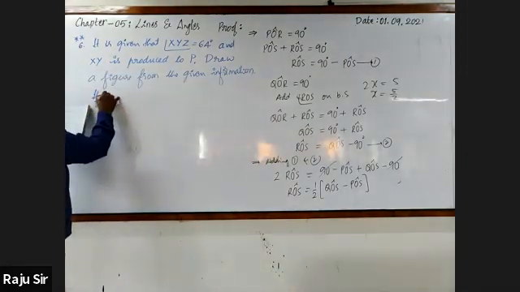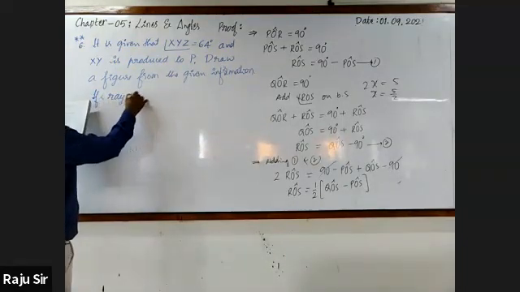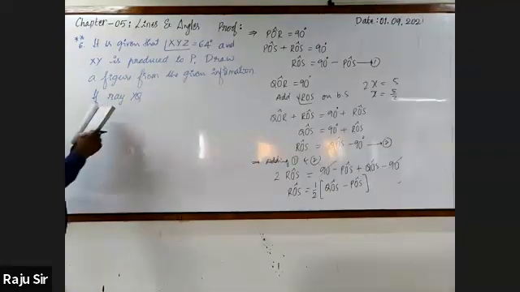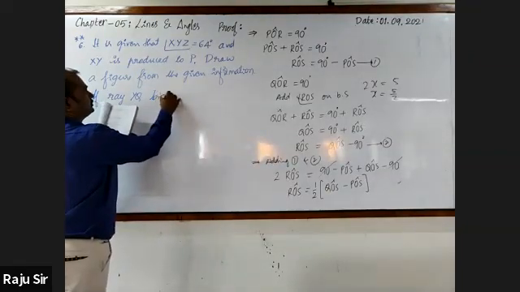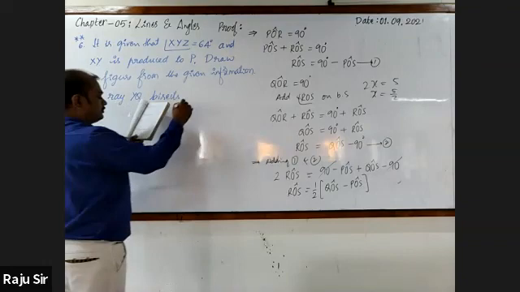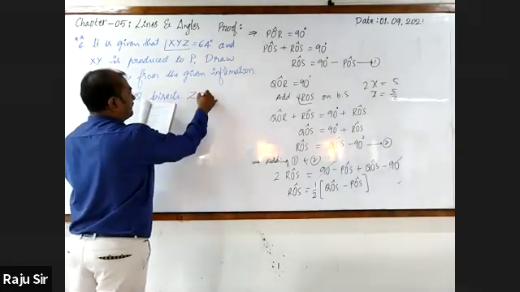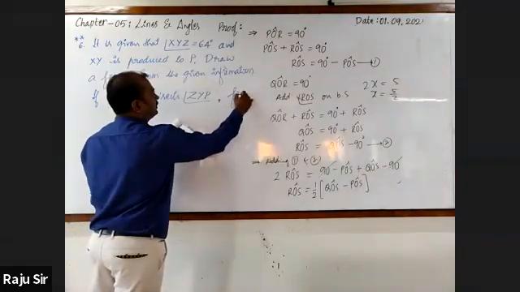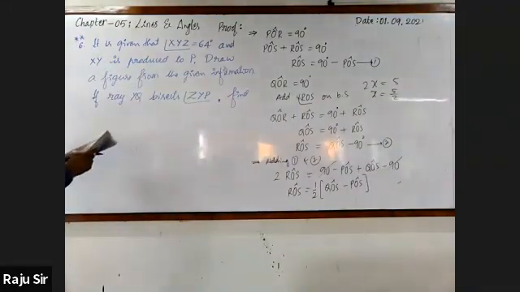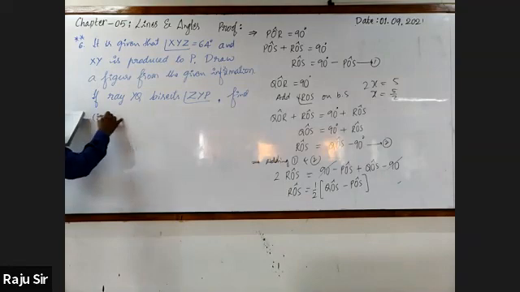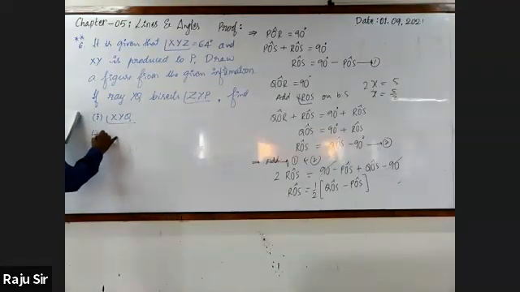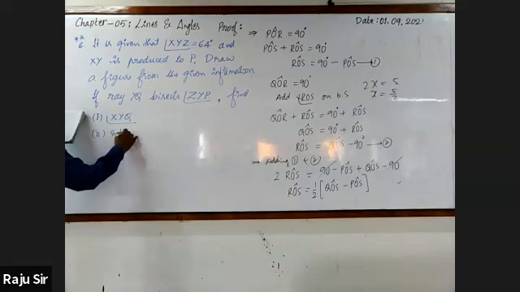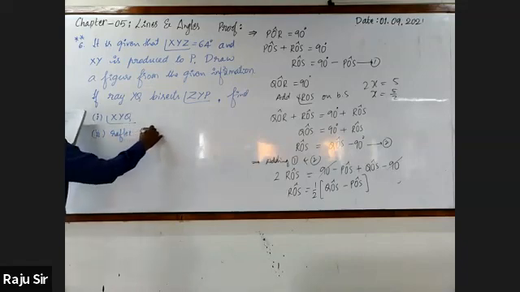If ray YQ bisects angle ZYP, find first angle XYQ, second one reflex angle QYZ.